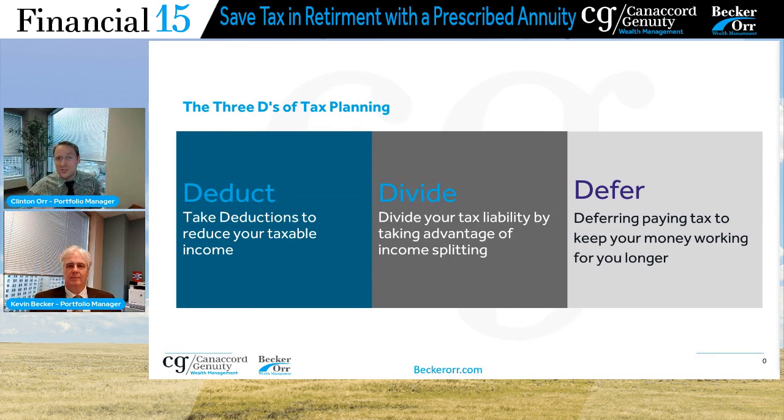And then prescribed annuities fall into that defer bucket. We're pushing the tax burden down the road. We're deferring it, and that allows us to save some money. So that's the category we're going to focus on today. But before we get too far into the prescribed annuity, we need to ask the general question here, Kevin. What is an annuity? I'll throw that to you.